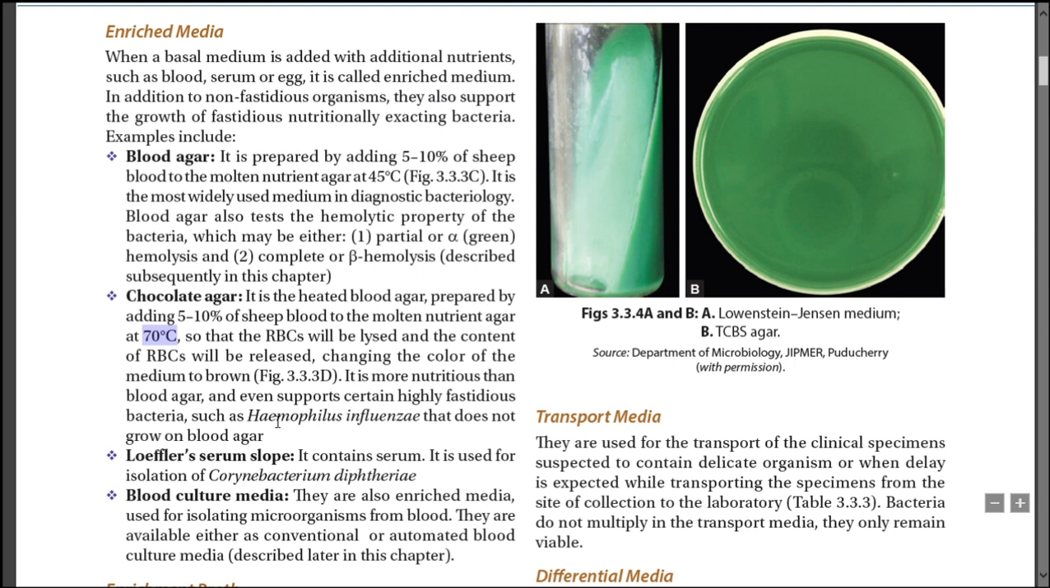It supports Haemophilus influenzae, which will not grow on blood agar. This can also be a difference. Haemophilus influenzae is a fastidious bacteria, it needs nutrients. So chocolate agar is more nutritious than blood agar. Haemophilus influenzae does not grow on blood agar; instead, it multiplies in chocolate agar.